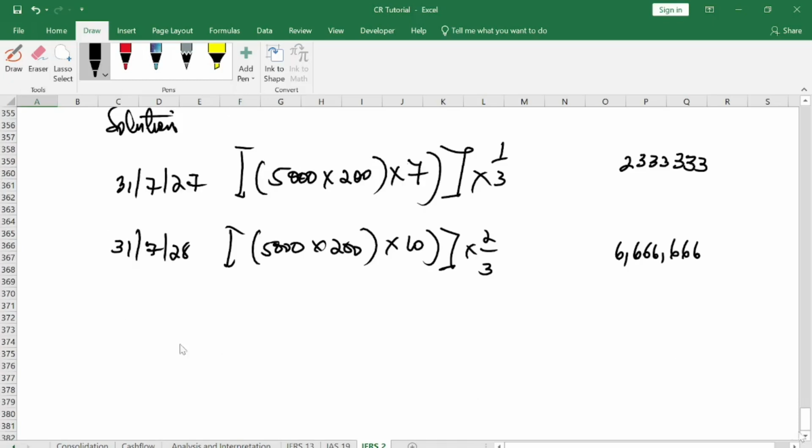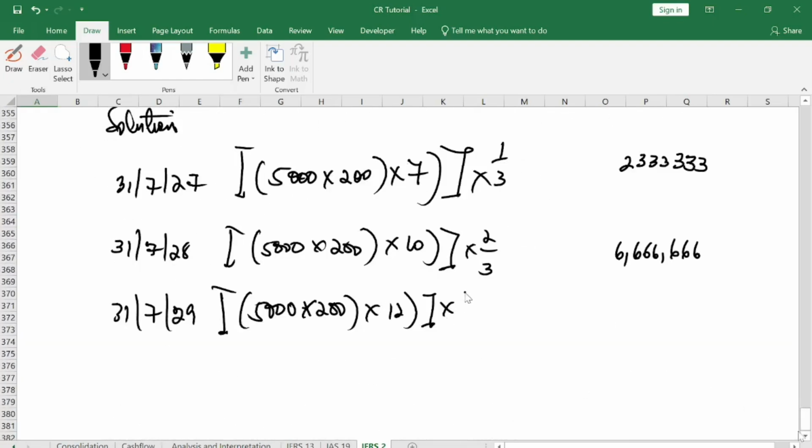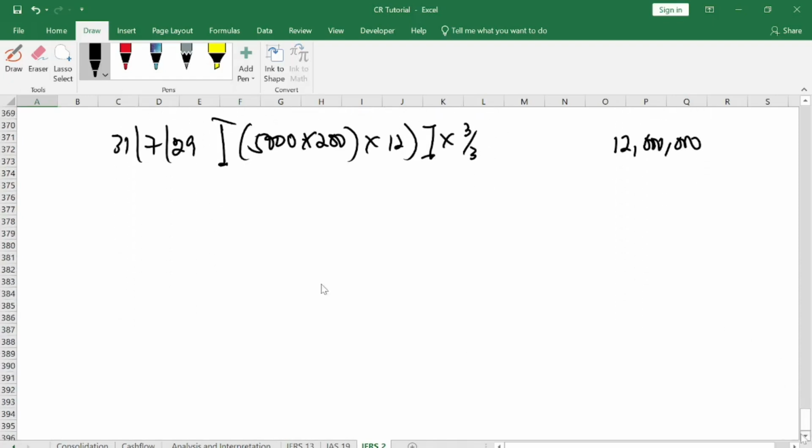Okay, so then the last year, the vesting period: 500 employees multiplied by 200 multiplied by the fair value at the final year, which is 12. So that gives you 3 over 3. All right, so that also gives you 12 million. So here, when you come here, you do your extract.